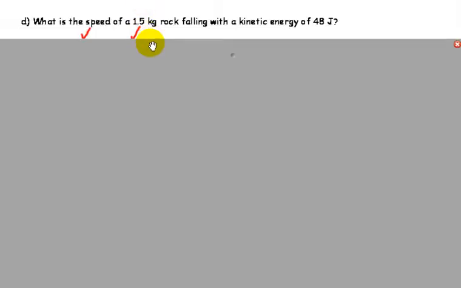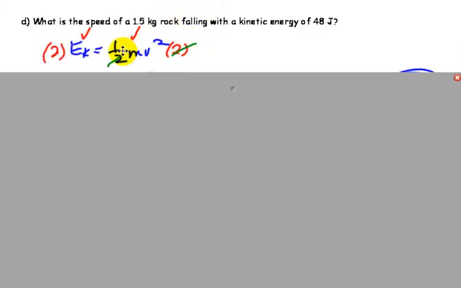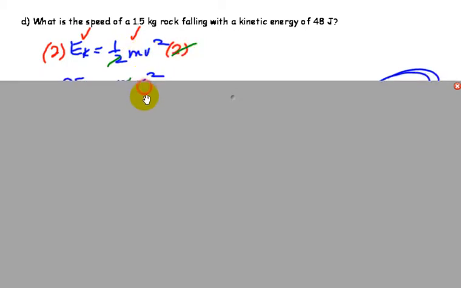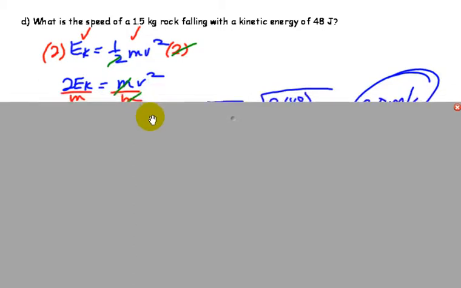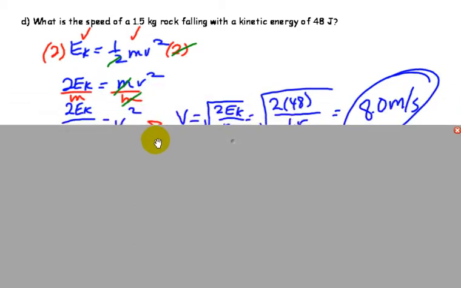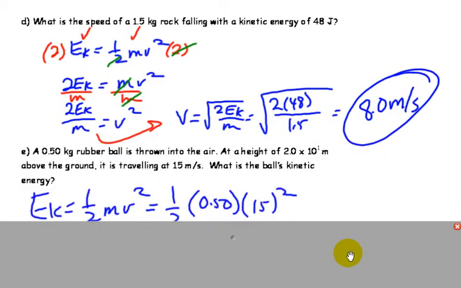Next, what is the speed of a 1.5 kilogram rock falling with a kinetic energy of 48 joules? So solving for v, multiply each side by 2, and we get that, 2Ek equals mv squared. Divide each side by m, and we get 2Ek over m equals v squared. Then of course to solve for v, you'd have to take the square root of that. So substitute the numbers in, square root of 2 times our kinetic energy of 48 divided by 1.5, 8.0 meters per second.